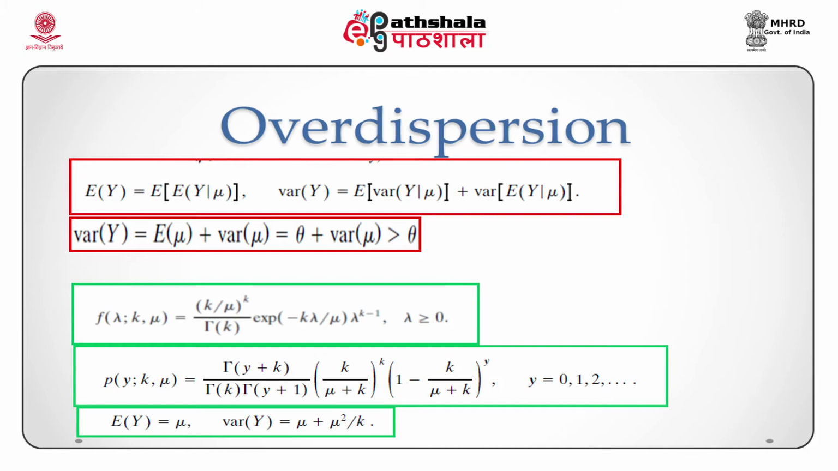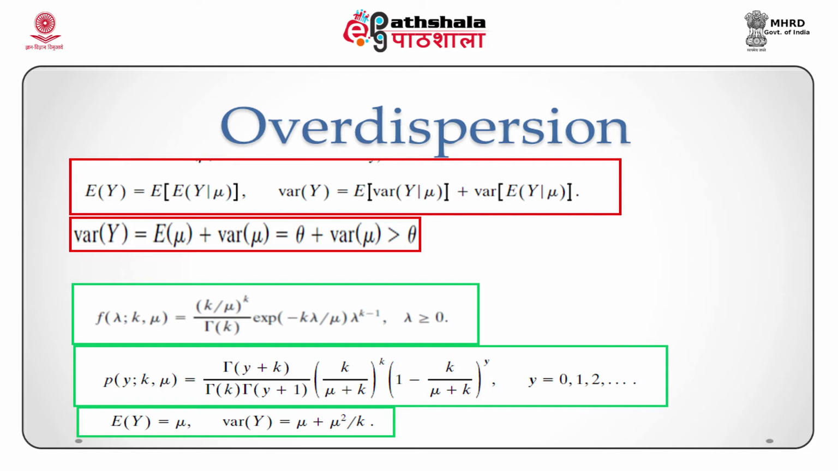In this case, p(y | k, mu) is gamma(y + k) / (gamma(k) gamma(y + 1)) times (k/(mu + k))^k times (1 - k/(mu + k))^y for y equal to 0, 1, 2, and so on. It is possible to show that for this distribution, expectation of y is equal to mu and variance of y is mu plus mu squared by k, which is greater than mu, and hence we have another situation where over-dispersion arises.